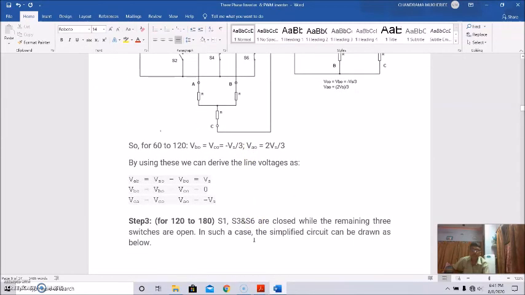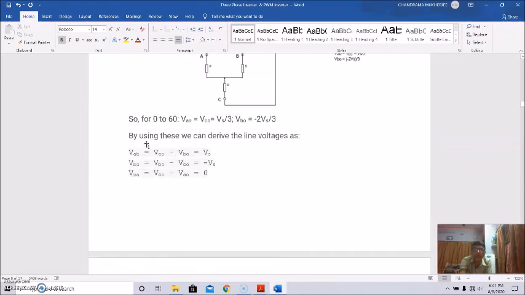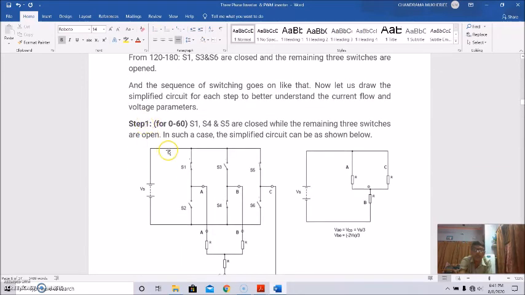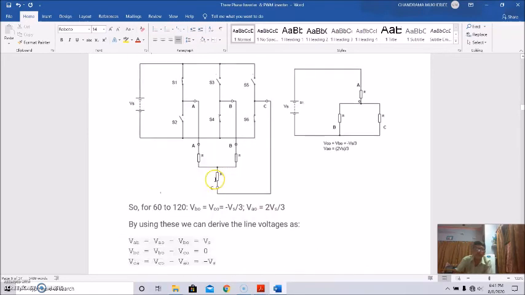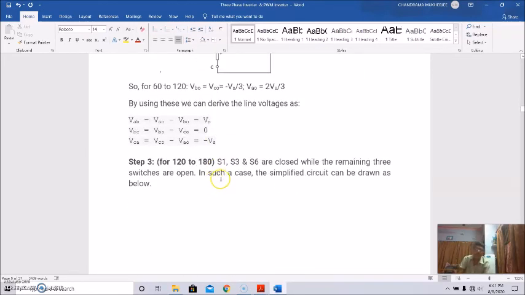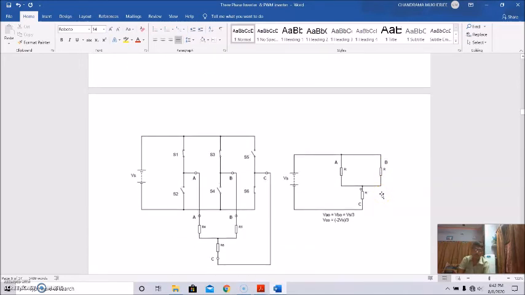For step 3, 120 degree to 180 degree, S1, S3, and S6 are closed, while the remaining 3 switches are open. In such a case, the simplified circuit can be drawn as below. So S1, S3, and S6 are closed, and this is actually like this.